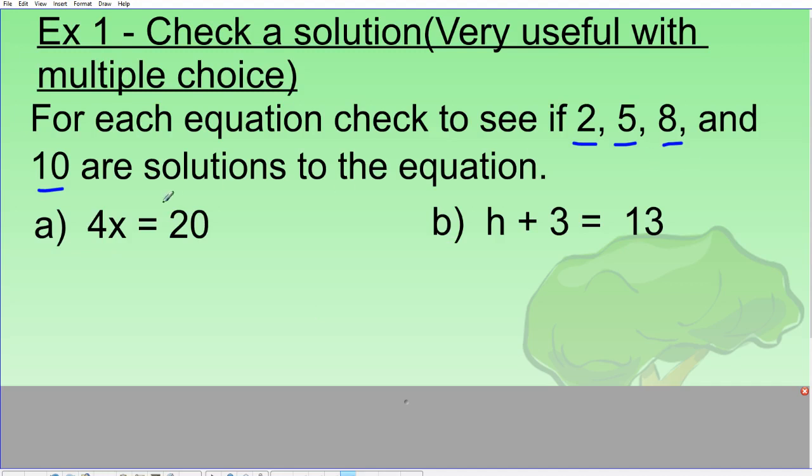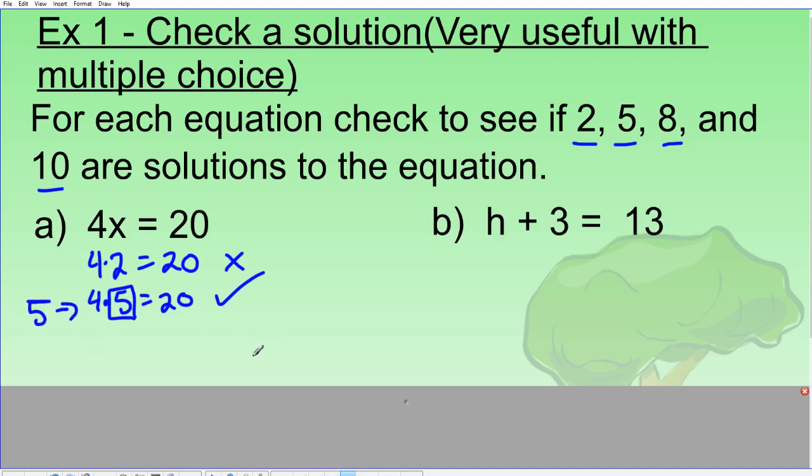So if I plug in 2, 4 times 2 equals 20. Well, check the math. Does 4 times 2 equal 20? No. Okay, what about 4 times, the next number is 5. 4 times 5 equals 20. Does 4 times 5 equal 20? Yes. So 5 is the correct answer for this equation. Now you might have known that off the top of your head. Yes, 4 times 5 is 20.